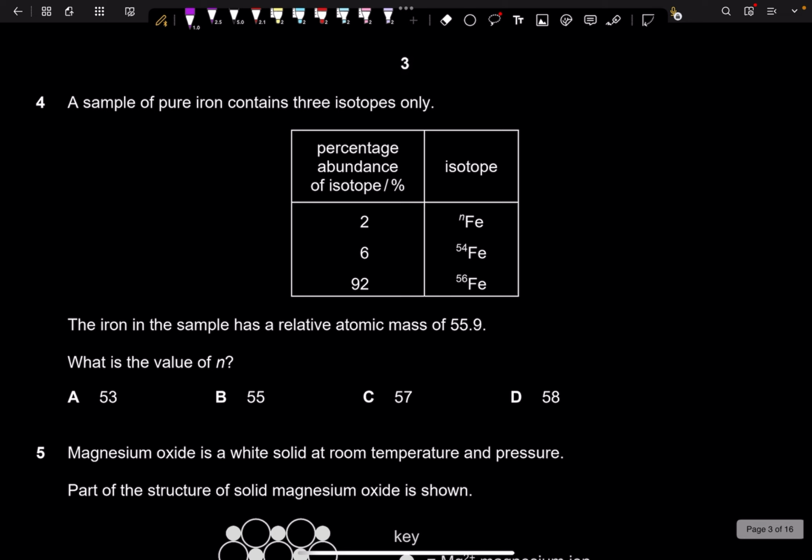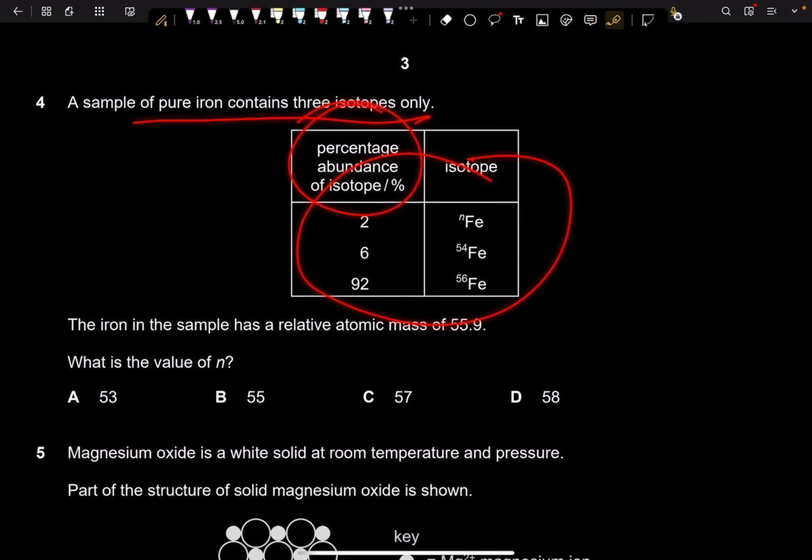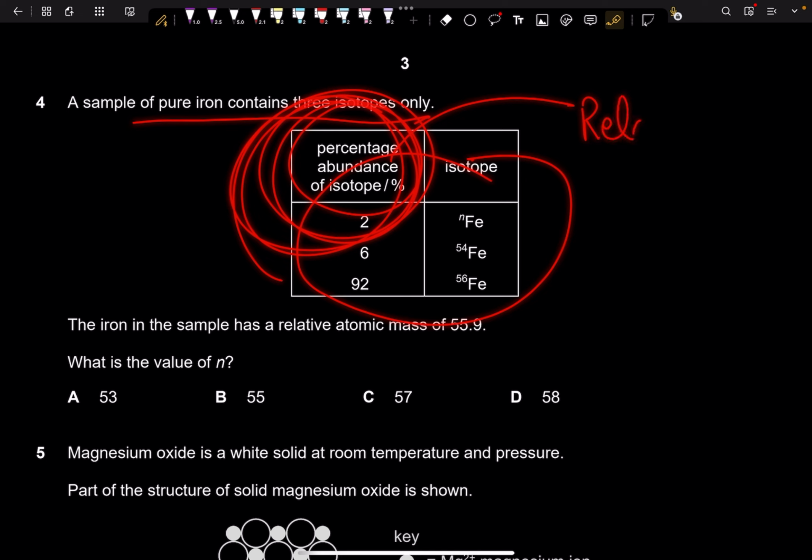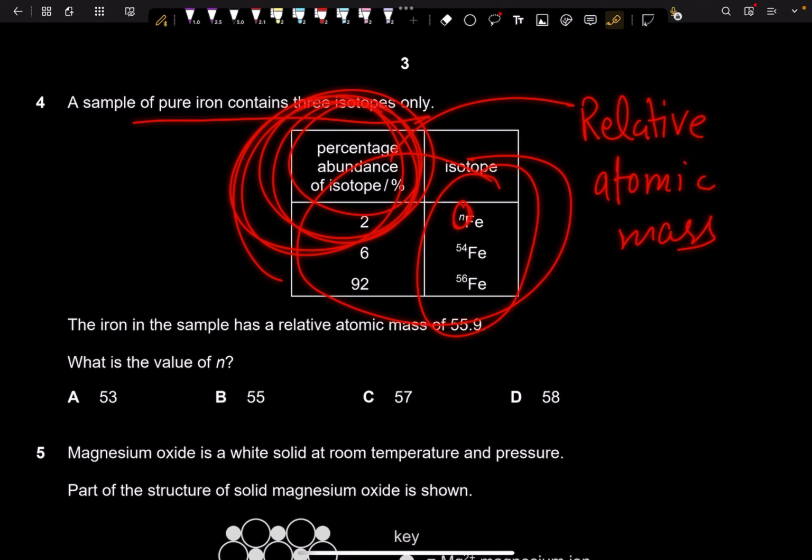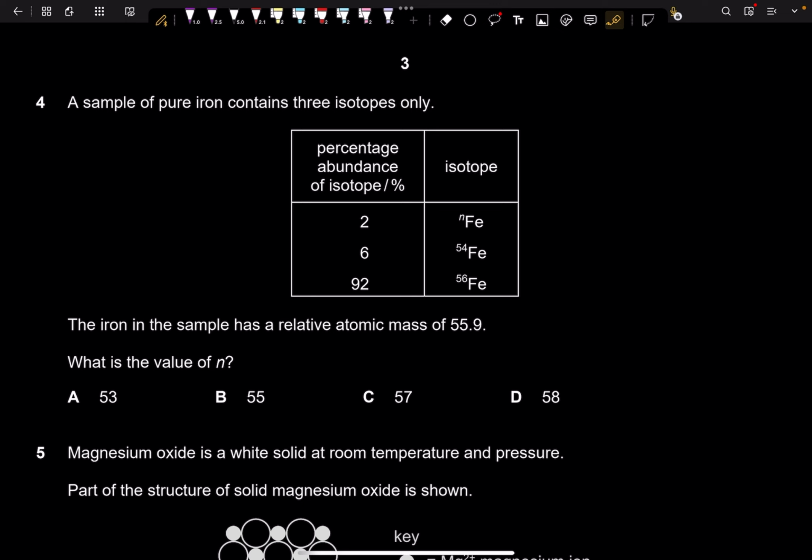Okay, let's move on. A sample of pure iron has 3 isotopes only. These are the 3 isotopes and these are their percentage abundances. This is important to calculate the relative atomic mass. And then we have the isotope and over here we have an N. The iron in the sample has the relative atomic mass of 55.9. What is the value of N? Okay, so now we have to find the value of N. So what are we going to do?